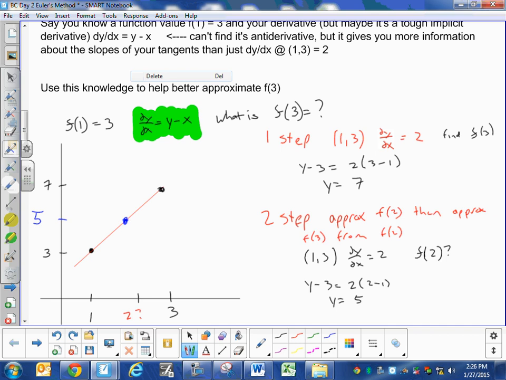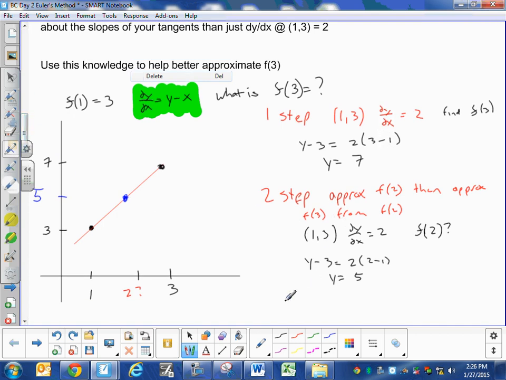Okay, well now, I'm just going to go one more step and say, you know what? Since 2 is closer to 3, and since our approximation to get to f of 2 is just a regular one-step approximation to get f of 3, I'm going to use the point (2, 5), and I'm going to use the knowledge of my derivative. At the point (2, 5), I'm going to know what the slope of the tangent would be if the point (2, 5) was on my original function by plugging in 5 minus 2 into this derivative. It's a tough implicit derivative, but it can give me information. And all of a sudden, I know that the slope, if the point (2, 5) is on my function, is 3. I can use that point and that slope to approximate f of 3.